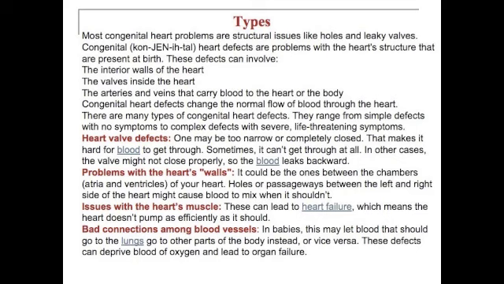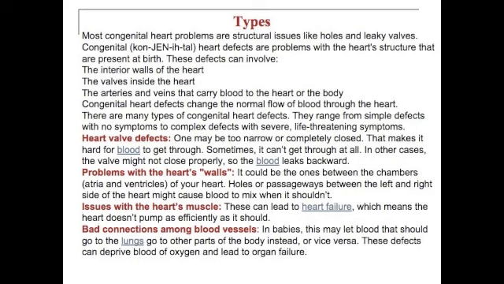There are many types of congenital heart defects. They range from simple defects with no symptoms to complex defects with severe, life-threatening symptoms. Heart valve defects. One may be too narrow or completely closed. That makes it hard for blood to get through. Sometimes it can't get through at all. In other cases, the valve might not close properly, so the blood leaks backward.